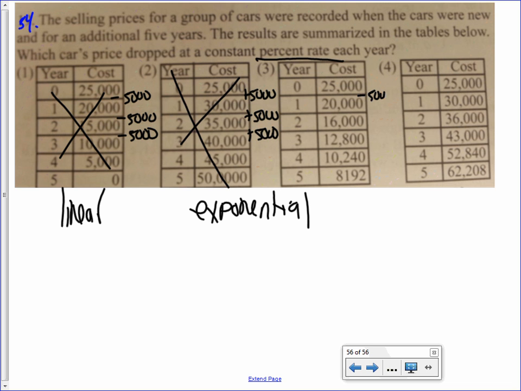Minus 5,000, minus 4,000. Ooh, so it's officially not linear. So this one is going to be exponential. And this one is plus 5,000, plus 6,000, plus 7,000. So this one might be exponential as well. So it's got to be 3 or 4. It says which car's price dropped. Which one of the prices is getting smaller? Choice 3.